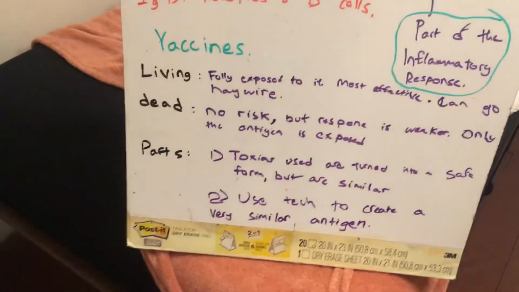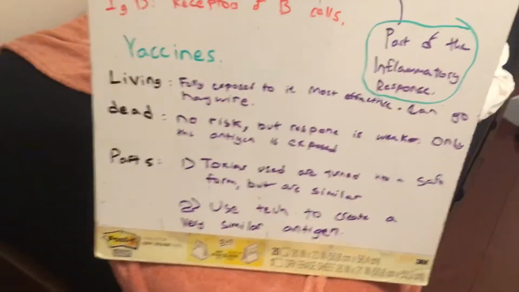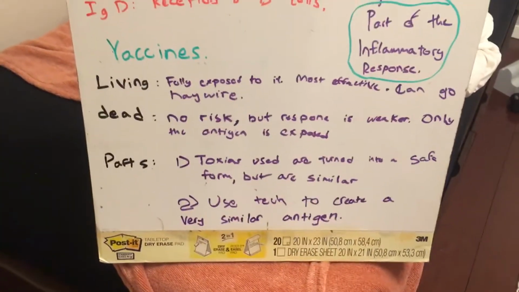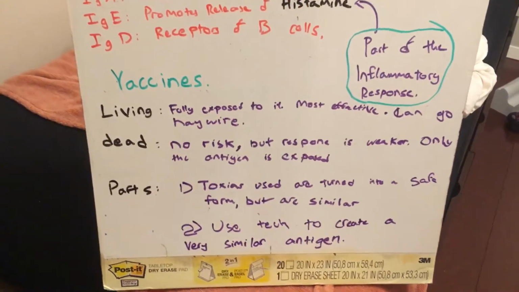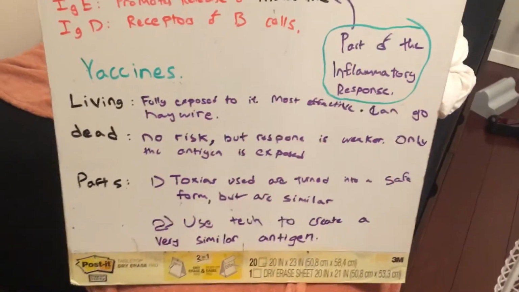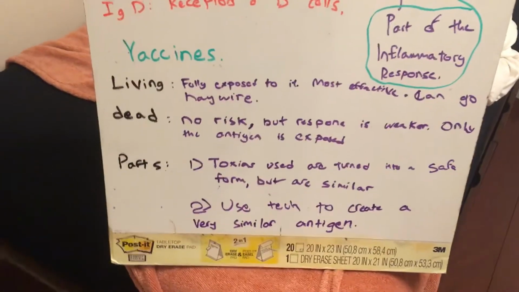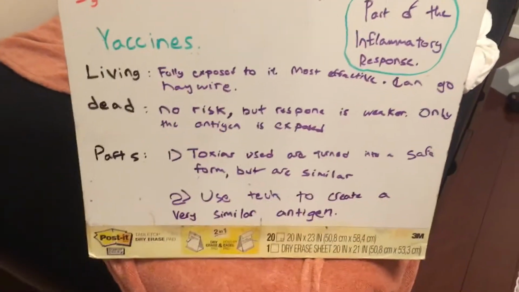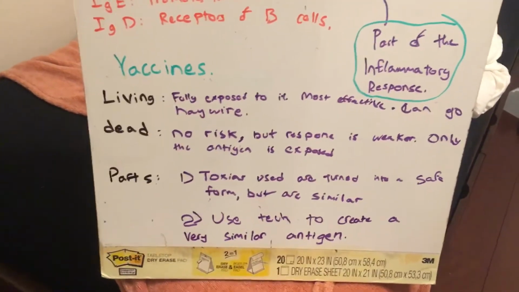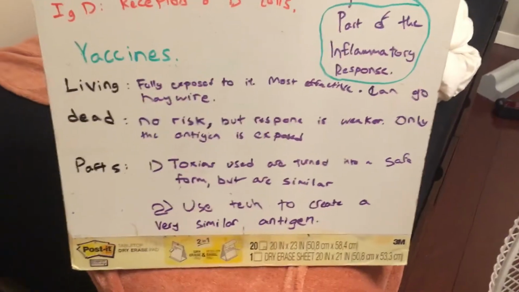And finally, we have parts, which split off into 2. The first type is where the toxins that the pathogen uses are turned into a safe form, but are still very similar to the original type. And then when it's put inside the body, the immune system recognizes it, and it learns to combat it. So when it sees it again, it can fight against it.